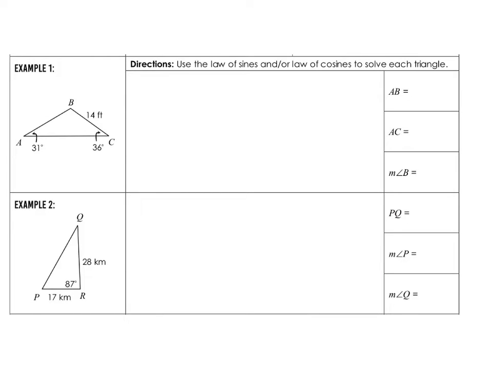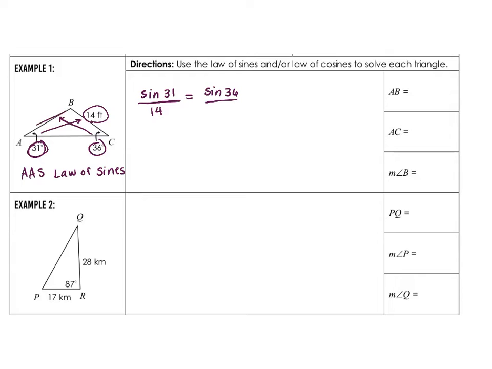So in example 1, if you'll notice, you are given angle and side. So angle, side, that means you're going to need the law of sines. And to see how that's going to work, we're going to set up a ratio of our sides. I know that sine of 31, and so I'm going to start with sine of 31, and the denominator of that is going to be the side opposite, so that's going to be 14 feet, is equal to sine of 36 over this missing side over here, which is going to be AB.